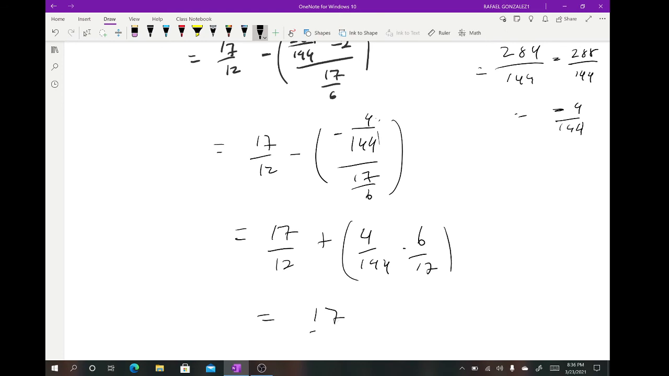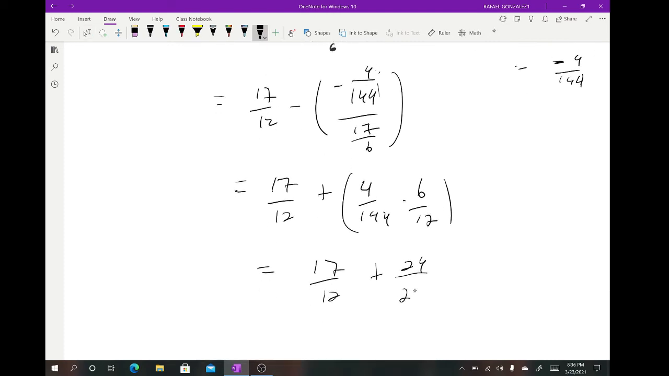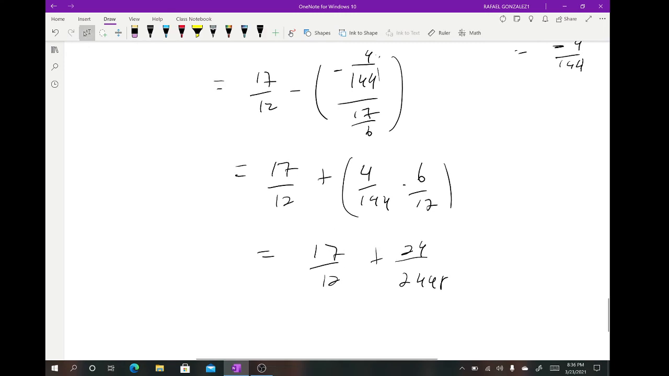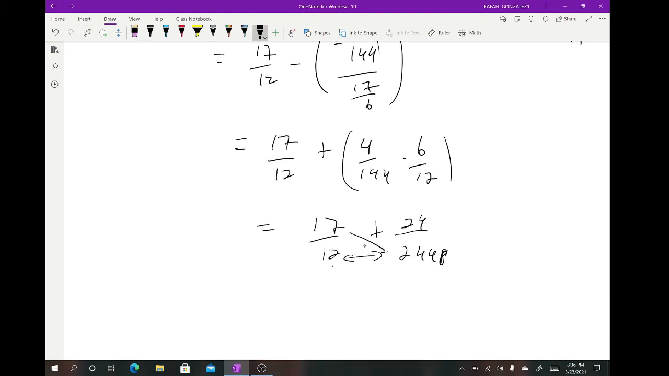So this is equal to 17 over 12 minus 6, and then 144 times 17 is 2,448. And then again, we just have to make the denominators the same. The easiest way to do that, if you don't know what to multiply the 12s by, just multiply them by each other. You multiply 17 by 2,448, and 6 by 12, and you will get the solution. So this just boils down to now basic arithmetic.